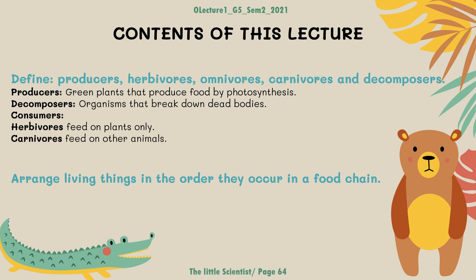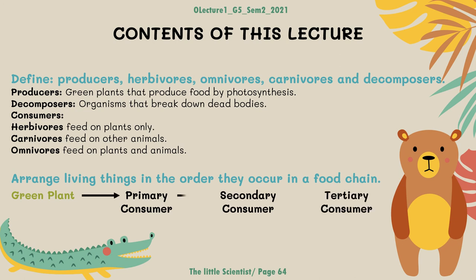Carnivorous animals, animals that feed on meat only, on other animals, are also classified into five categories: carnivores, insectivores, bloodsuckers, piscivores, and scavengers. Omnivorous animals feed on plants and animals.